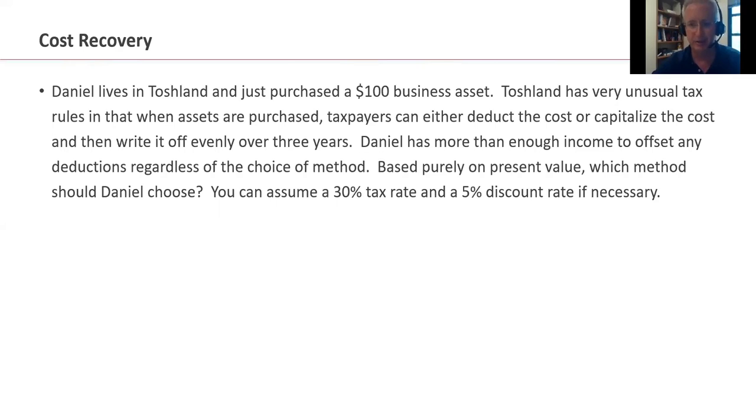So based purely on a present value approach, which approach should Daniel use? Should he immediately deduct it? Or should he capitalize it and amortize it or depreciate it over 3 years? Let's assume he has a 30% tax rate and a 5% discount rate.